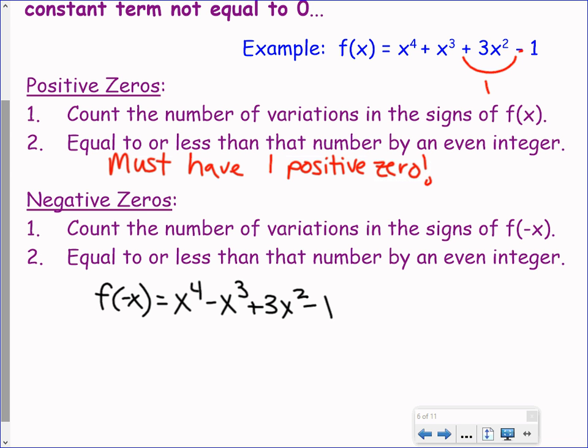Then I do the same thing. This time I count the number of sign changes in f of negative x. So this is positive to negative, there's 1. Negative to positive, there's 2. And positive to negative, there's 3. So I have 3, or less than that by an even integer, 1, negative zeros.